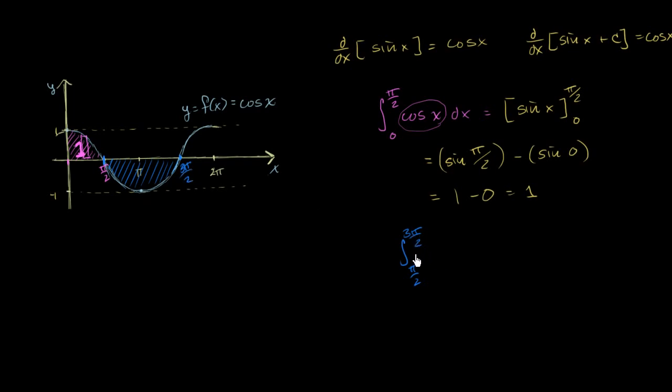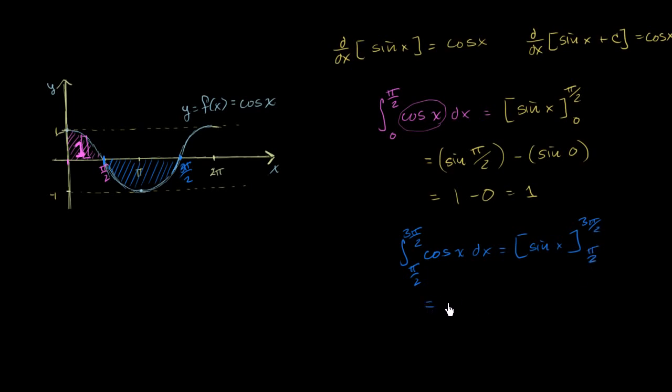So once again, the way we denote the area is the definite integral from pi over 2 to 3 pi over 2 of cosine of x dx. An antiderivative of cosine of x is sine of x, evaluated at 3 pi over 2 and pi over 2.